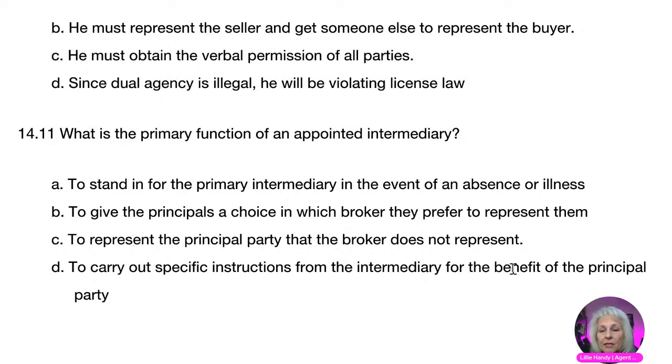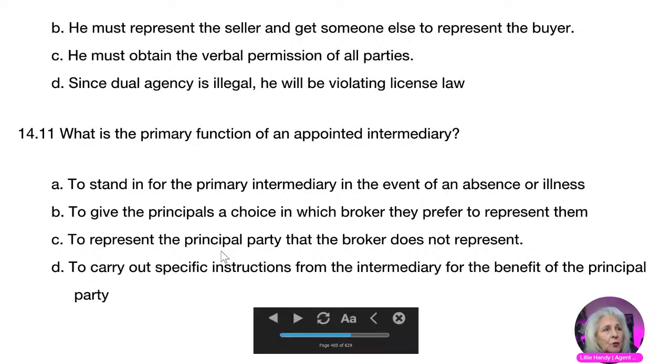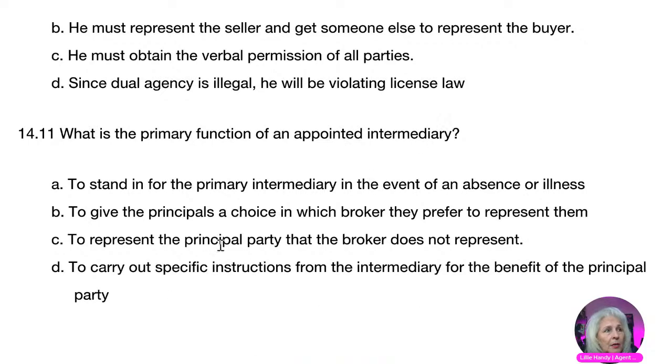So what is the answer for number 11? Again, I invite you to type your answer in the chat. Going once, going twice, gone. The answer is D, to carry out. So the appointed intermediary is responsible to carry out specific instructions from the intermediary for the benefit of the principal party. And who's the principal party? The seller or the buyer or the tenant or the landlord, on and on.